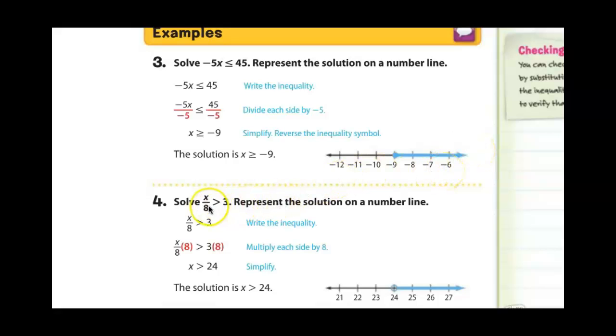The next example they did for us is that x divided by 8 is greater than 3. So you'll notice that all of these are positive numbers. We don't have anything to worry about.